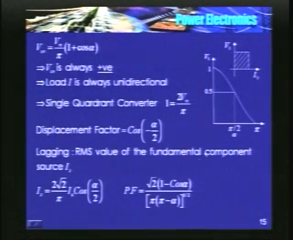What is the RMS value of the fundamental component of source current I? The procedure is the same. It is found to be this value. You need to find the RMS value of the source current. This is the value, and the power factor is given by this equation. The procedure used is the same as that we used in the full bridge uncontrolled rectifiers.